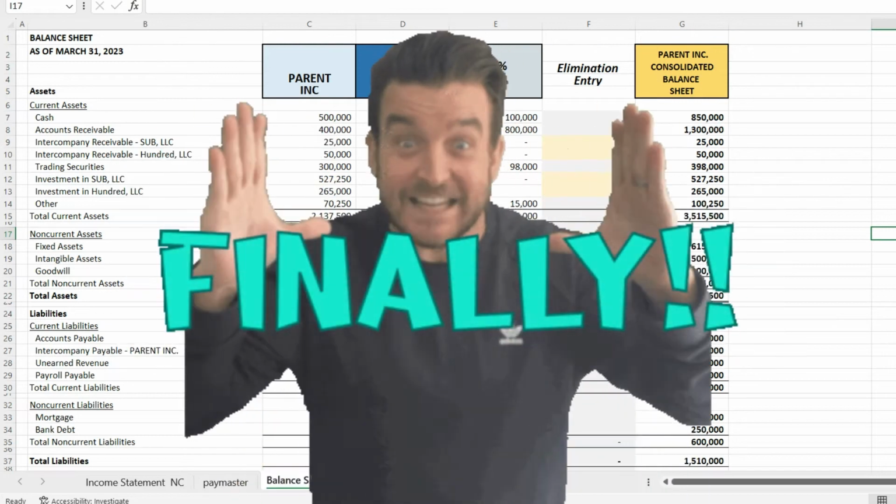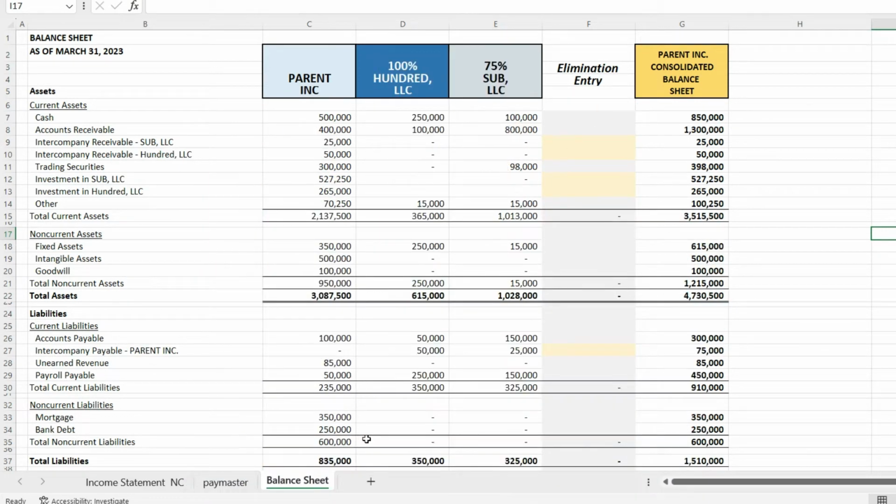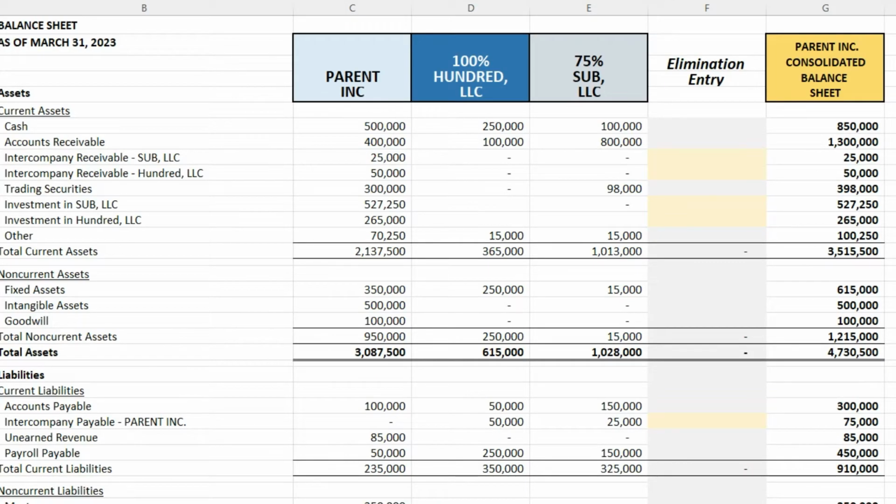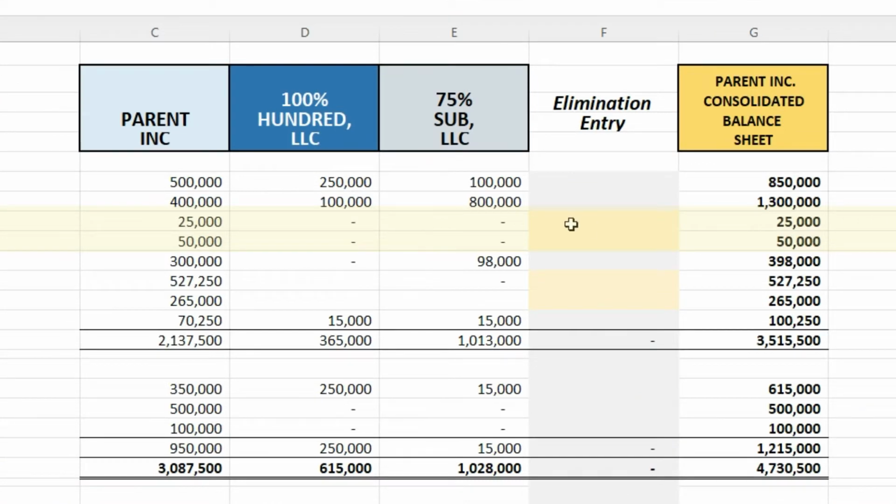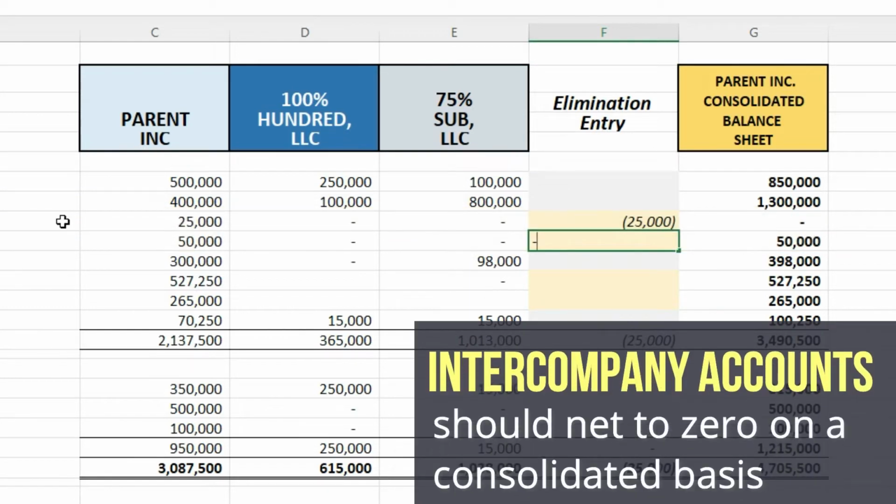There's a couple things you want to look for to ensure these things are clearing out, eliminating, or certain things are just carrying through from a consolidated standpoint. So one example of that is to make sure your intercompany activity, your receivables and payables all net out, because from a consolidated standpoint, there is no intercompany activity or intercompany payables and receivables. You're one economic entity. So in our balance sheet here, I want to make sure I net out all the intercompany payables and receivable between Parent Incorporated, Sub LLC, and 100 LLC.